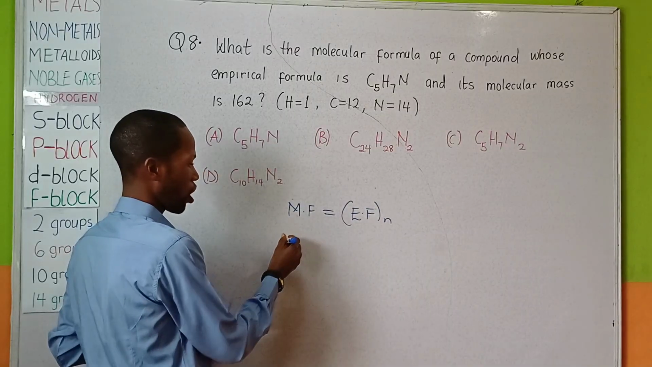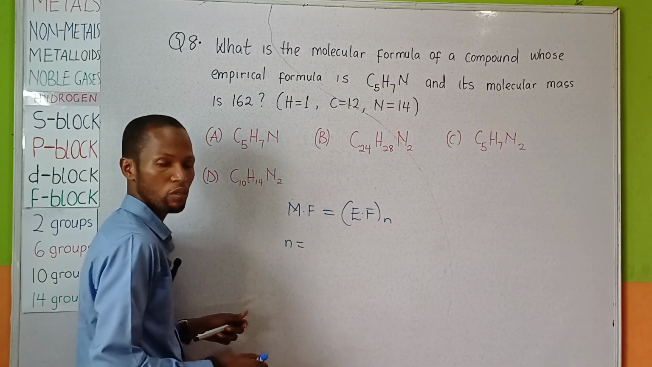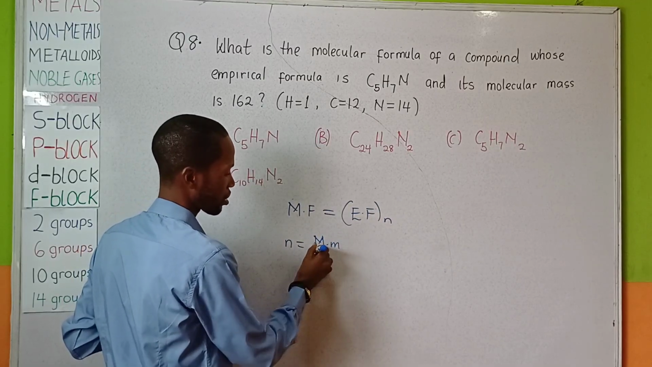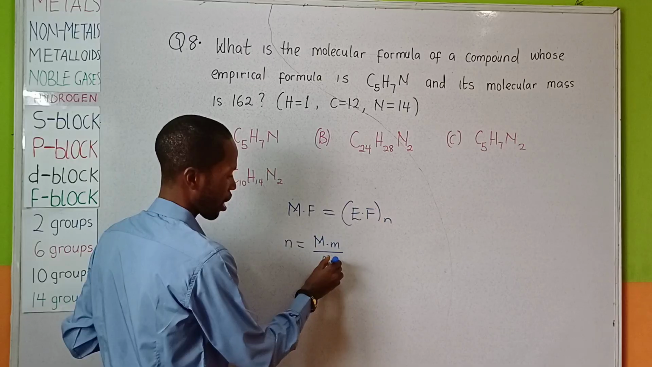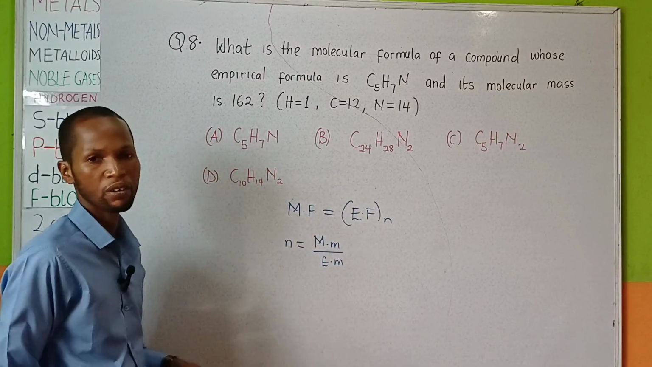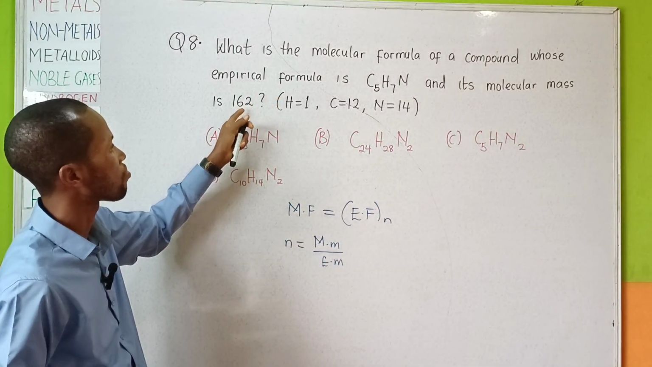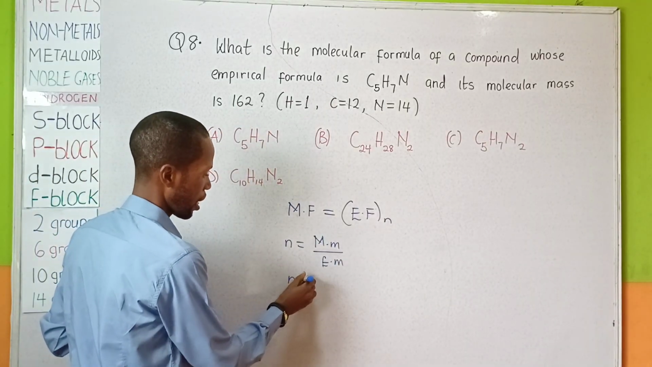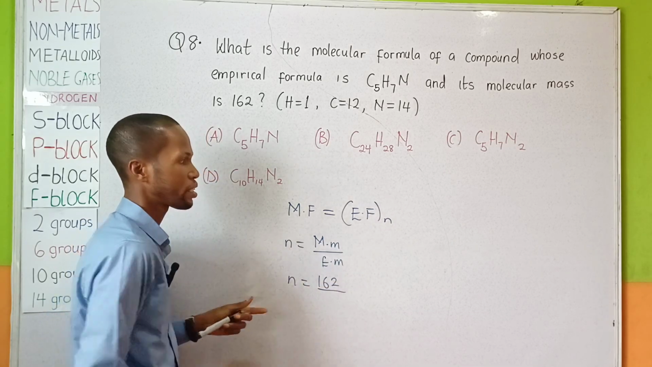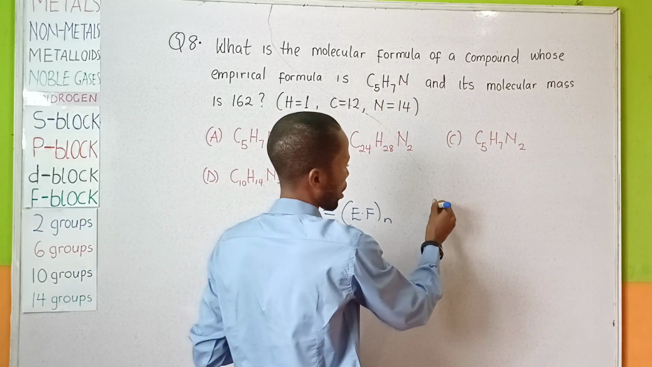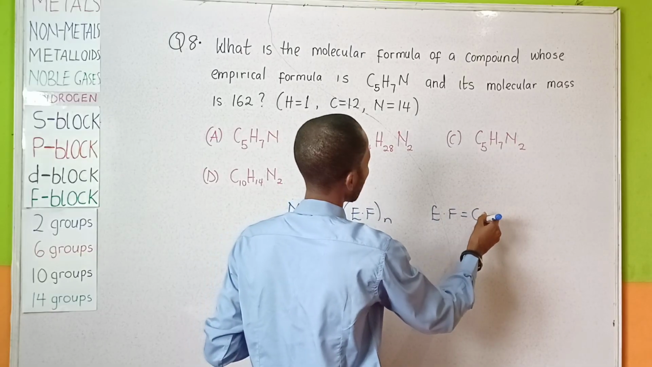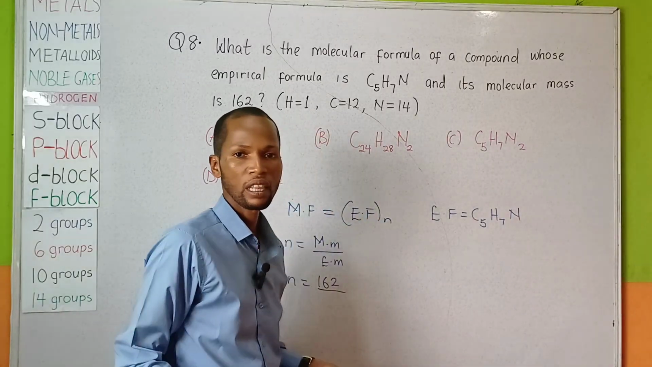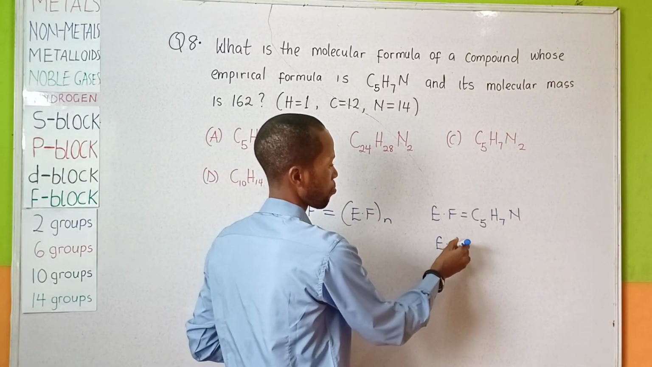Okay? So also we can find N, which is always a whole number, by finding the ratio of molecular mass and the empirical mass. Okay, molecular mass over empirical mass. From this question, we have the molecular mass as 162. Can we determine the empirical mass from the empirical formula? Empirical formula is given as C5H7N. Okay, let's determine the empirical mass.